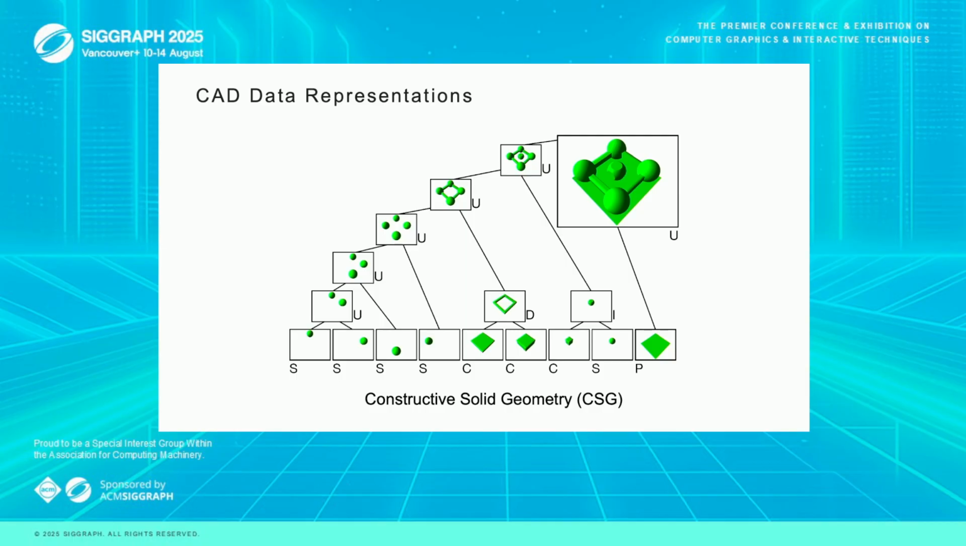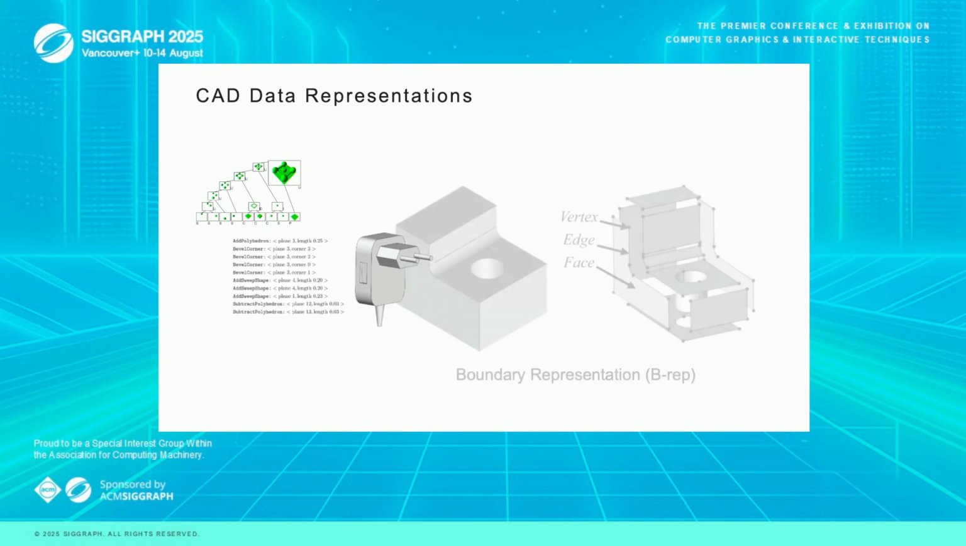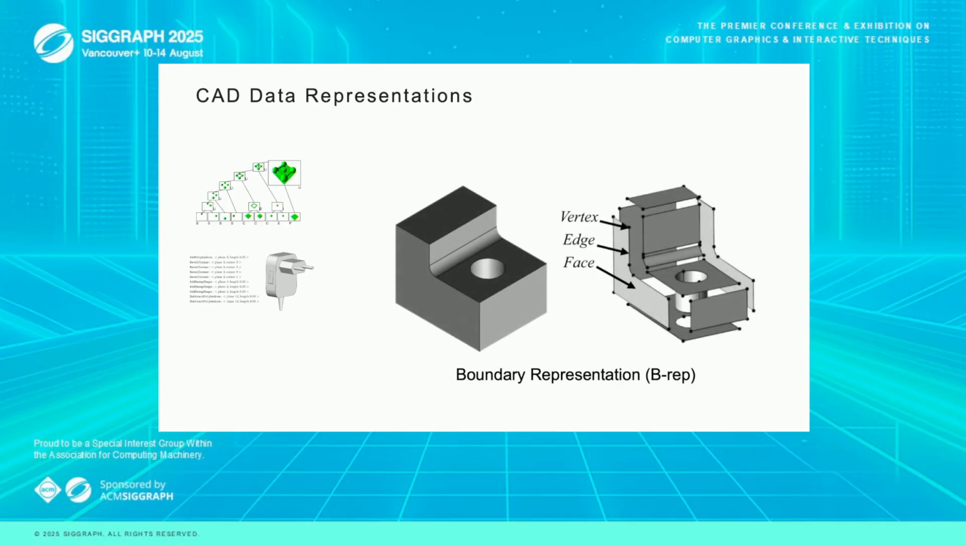CAD data representations fall into three main categories. First is CSG, which combines basic geometric primitives using Boolean operations. Second is modeling command sequence, which formalizes a model's construction history as a parameter sequence. Third is boundary representation, which is our target output. Boundary representation models object surfaces through vertices, edges, and faces.